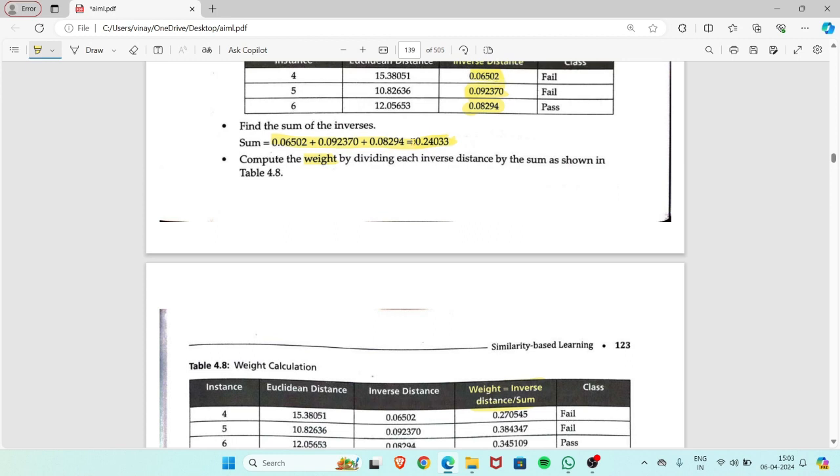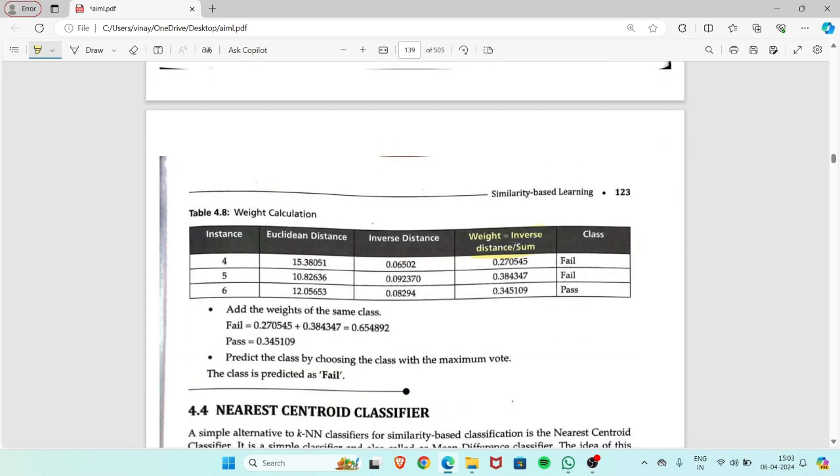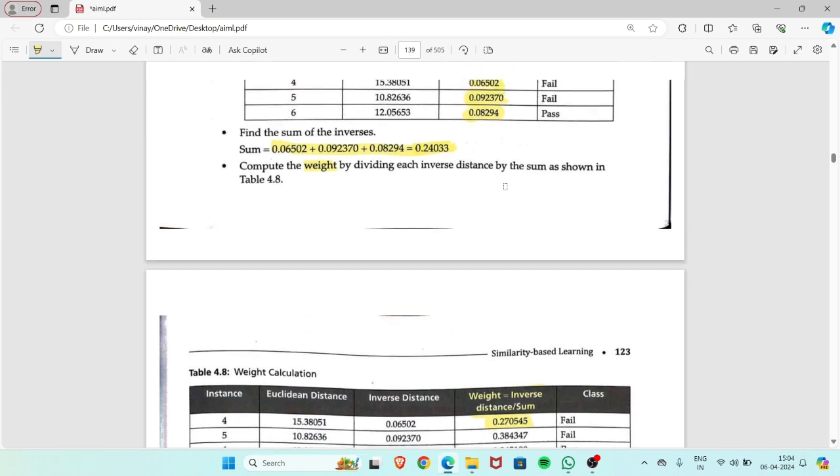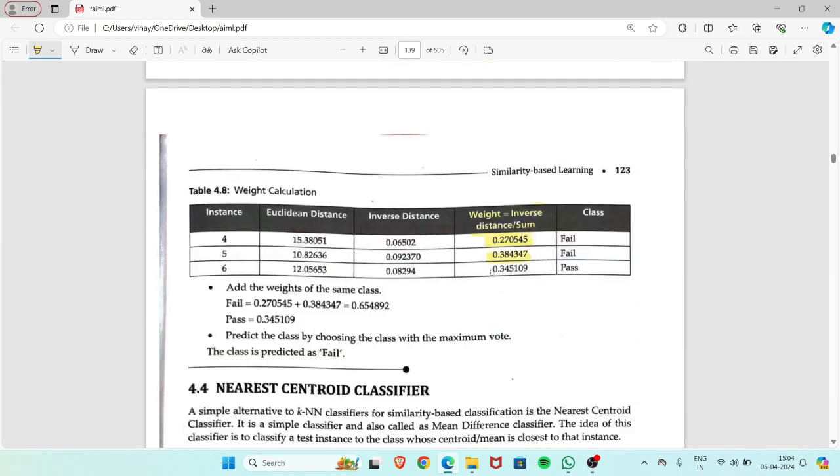0.06502 divided by 0.24033. So the weight is 0.27054. Now, like this only, all weights are calculated.